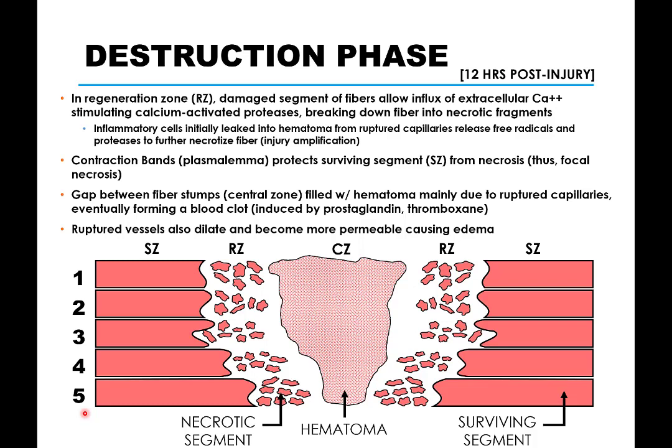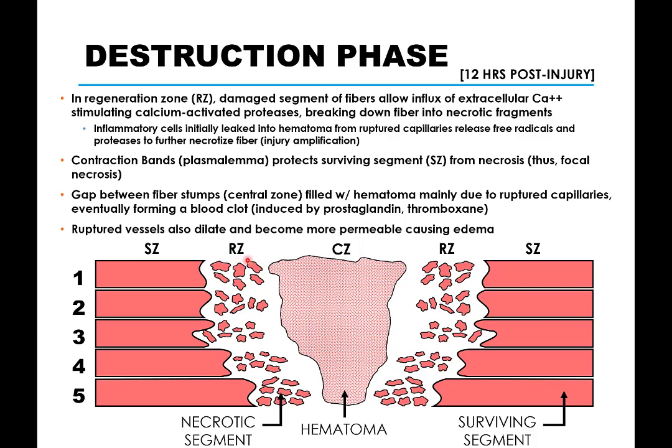So as shown here, these 5 fibers were damaged. They were ruptured due to excessive tension. So this entire middle segment is where the muscle fibers were damaged and essentially torn apart. As I mentioned earlier, the damaged portion of the muscle fiber will undergo necrosis, and we are left with necrotic fragments, which are again dead pieces of the fiber. The segment of the fiber that is necrotized is referred to as the regeneration zone, indicated by this RZ here.